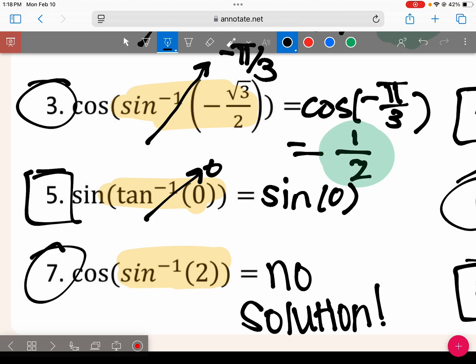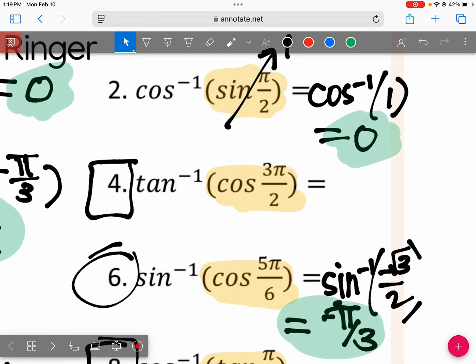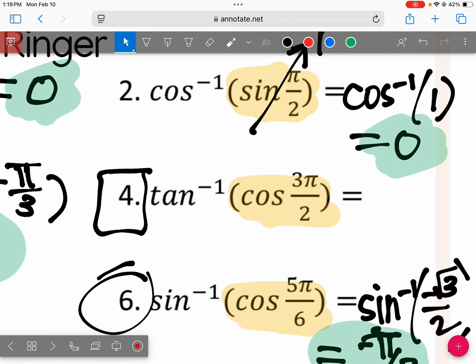So the sine of 0 is what? 0. Mensa. At 3 pi halves, what is my cosine value? 0.